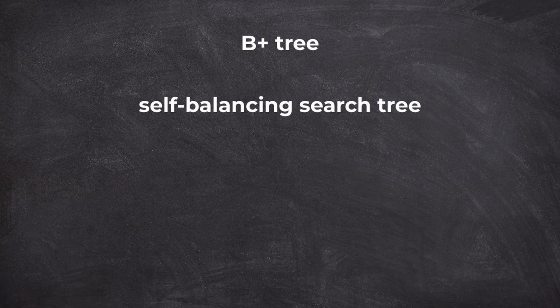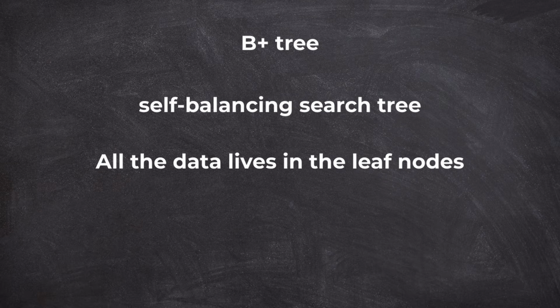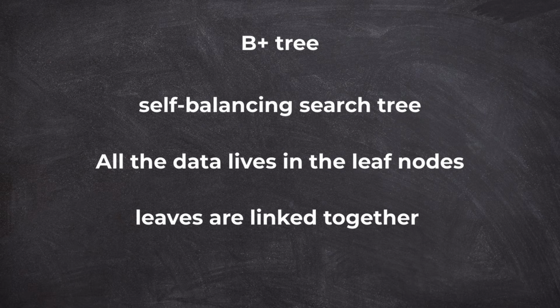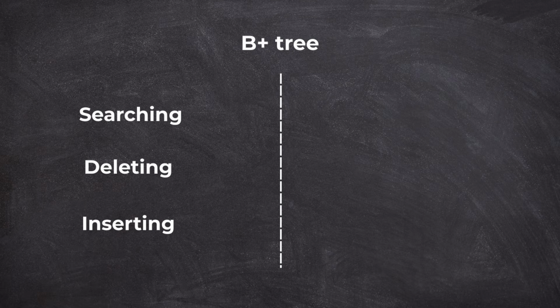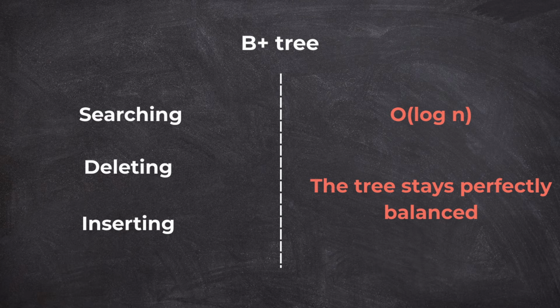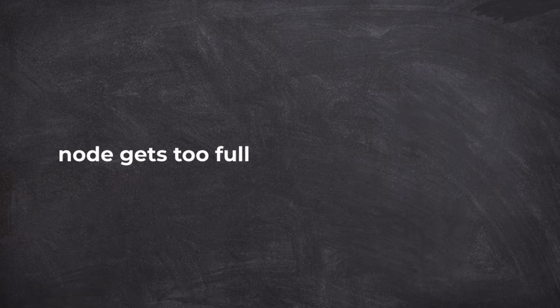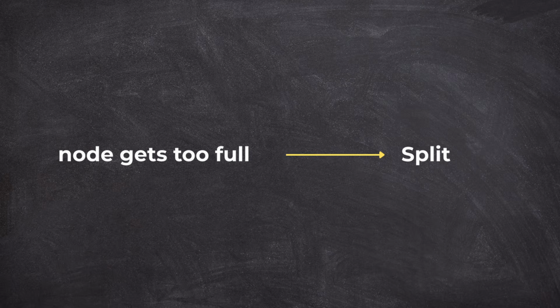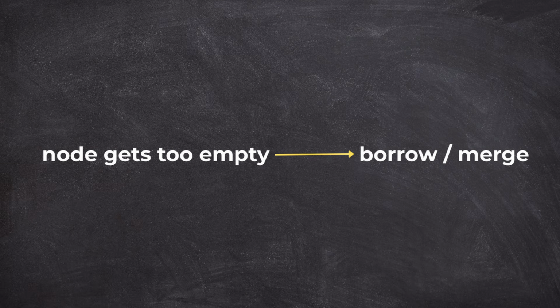A B+ tree is a self-balancing search tree where all the data lives in the leaf nodes, and those leaves are linked together for fast range queries. Here's what makes them powerful. Searching, inserting, and deleting all work in log n time because the tree stays perfectly balanced. When a node gets too full, we split it. When it gets too empty, we borrow from neighbors or merge with siblings.